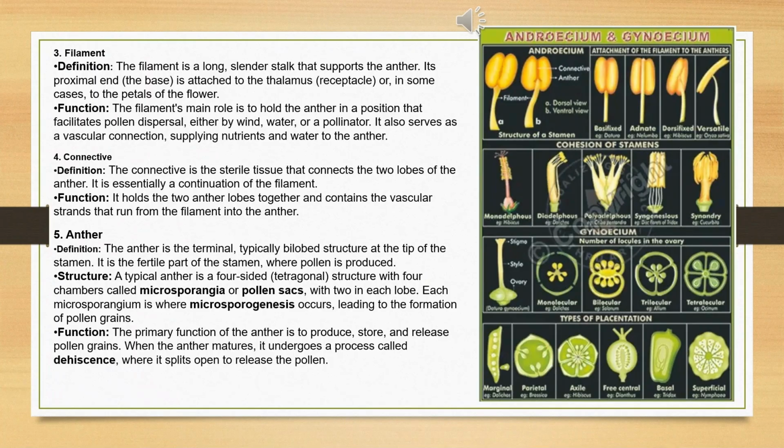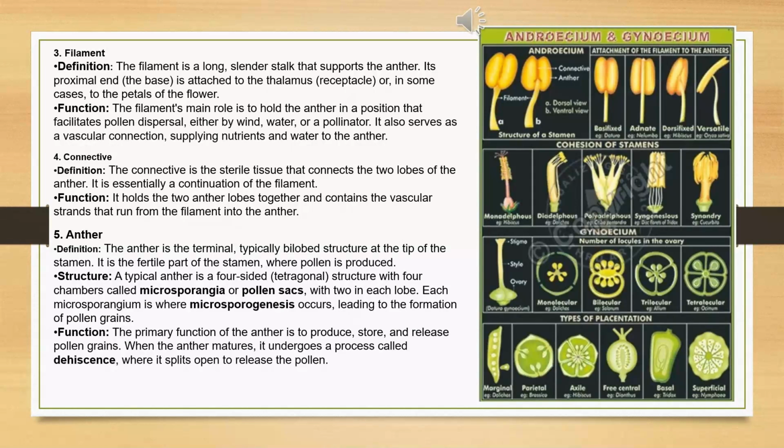The fourth one is the connective. The connective is a sterile tissue that connects the two lobes of the anther. It is essentially a continuation of the filament. The function of the connective is that it holds the two anther lobes together and contains a vascular strand that runs from the filament into the anther.